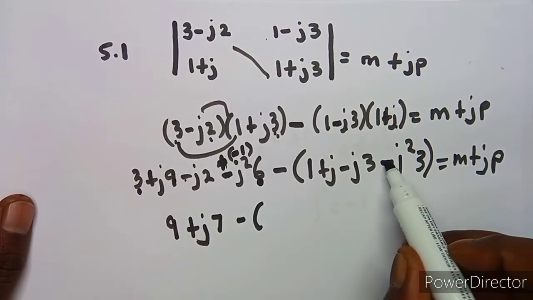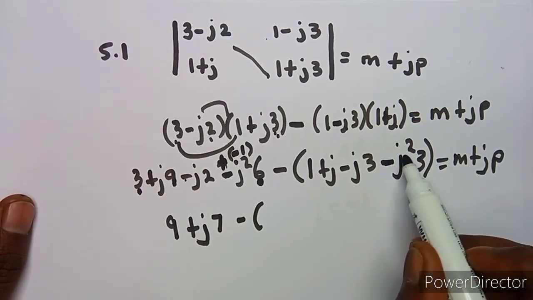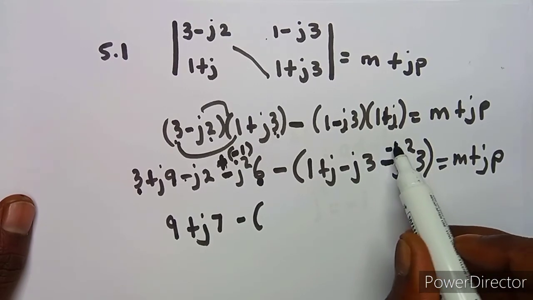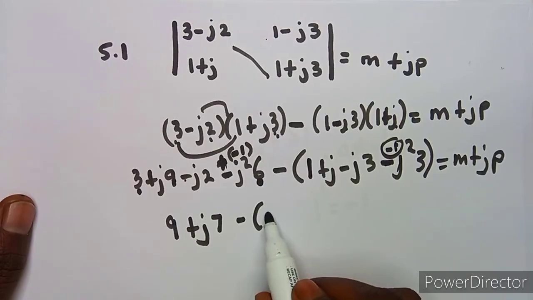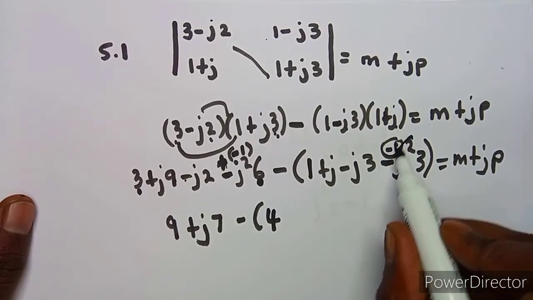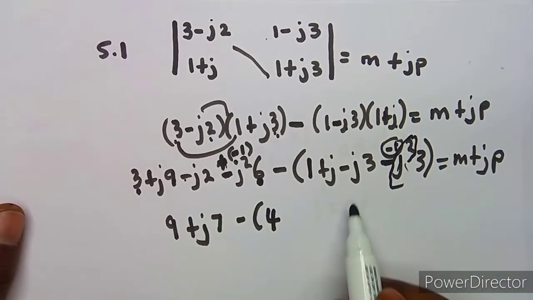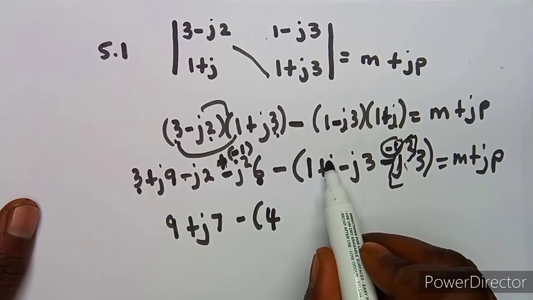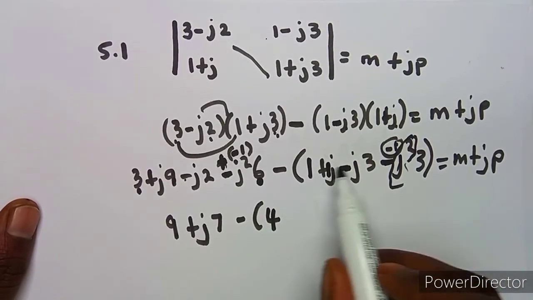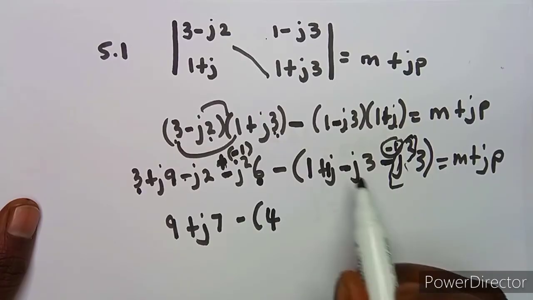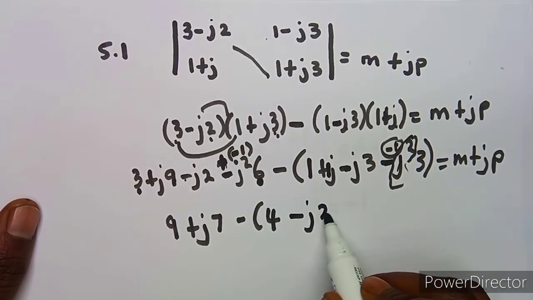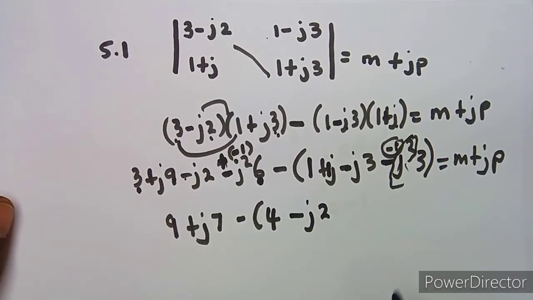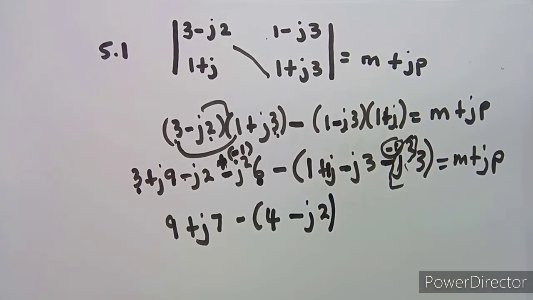All right, minus, we do the same here. It's going to be minus J. Then this is J squared, which is minus 1. So it's minus and minus, which is a plus. So it's 1 plus 3, which is now 4, because this J squared gives us -1. Okay, and here you've got 1J minus J3, which is 1 minus 3, which is 2. Actually, 1 minus 3, guys, is -2. So it's going to be minus J2.